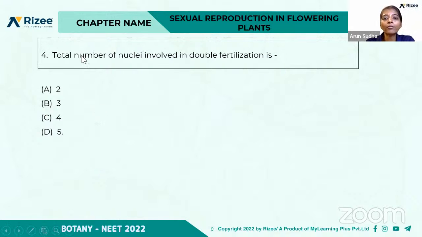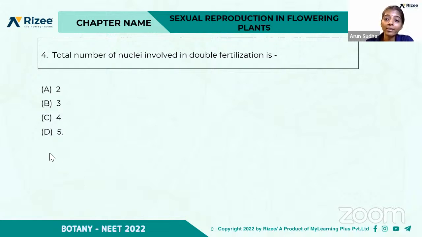The total number of nuclei involved in double fertilization is, so how many nuclei are actually involved in double fertilization, whether it is 2, 3, 4 or 5. How many nuclei are involved in double fertilization? So you think of the process, how the fertilization is happening. So what is double fertilization? One male gamete fuses with the egg nucleus to form an embryo, right? The other male gamete fuses with the two polar nuclei.